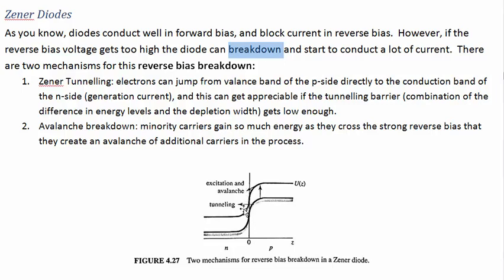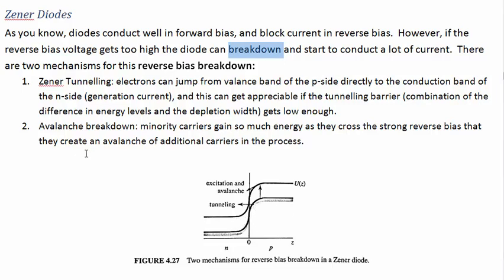For this tunneling mode to take place, the depletion width has to be reasonably small. It's a combination of the depletion width and the amount of reverse bias. The depletion width is dependent on the doping levels. If you have really heavy doping, then you're going to have a thin depletion region, and that means it's going to be easier for tunneling to take place across this barrier in reverse bias.